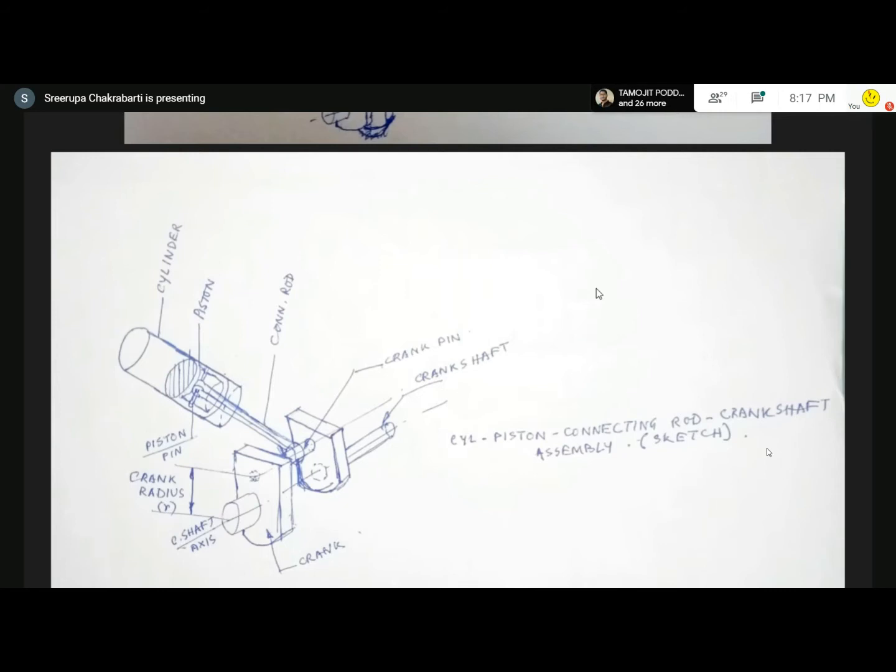What I am trying to tell you is that the cylinder is fixed. Think that the cylinder is fixed. Cylinder has one end closed and the other end open. Through that, the connecting rod moves, and the piston also. Piston is basically a cylinder, but not hollow to the same extent as the original cylinder.